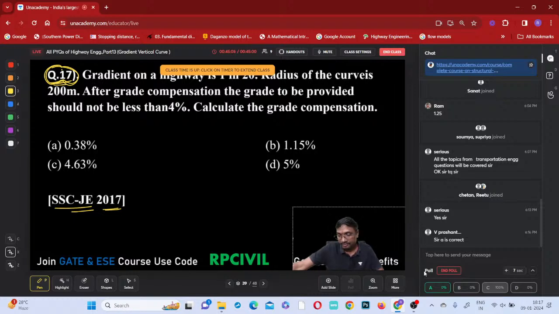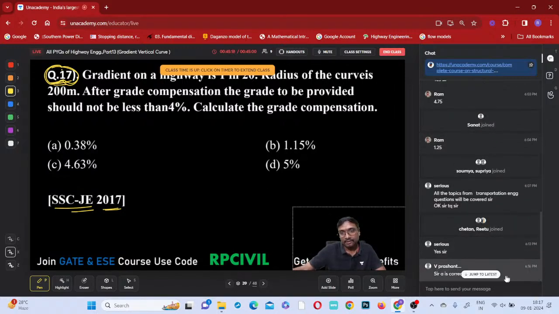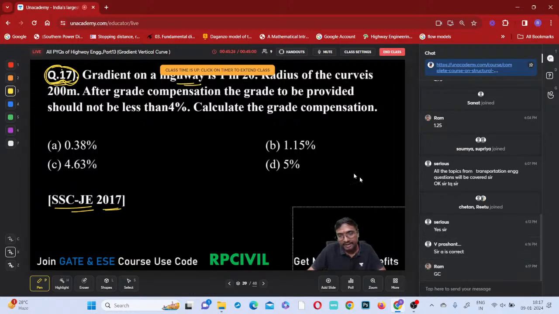Check it. What is asked, you check it, everyone. Which one is asked? Gradient on a highway is, which one is this? Gradient on a highway, right?